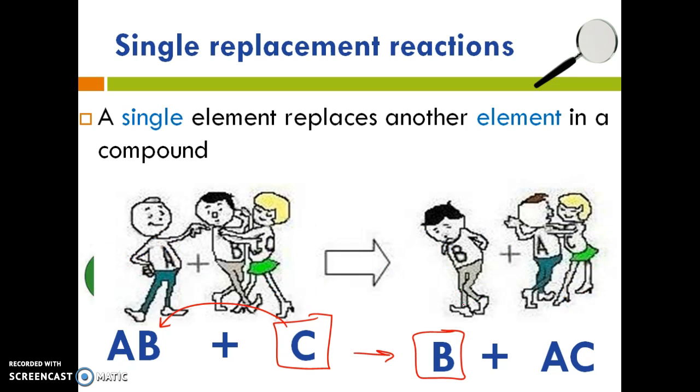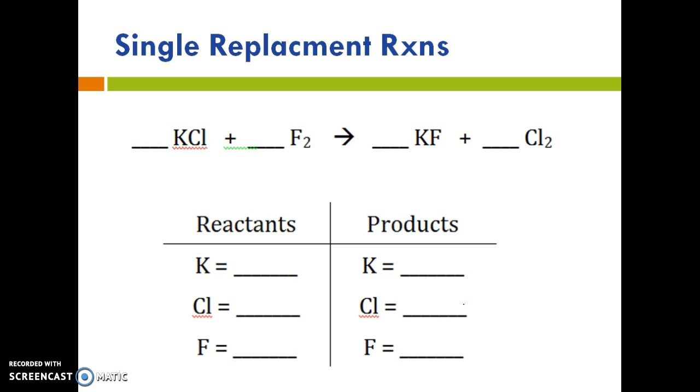So if you look at this analogy, dancer A wants to dance with dancer C, so he kicks out B. Single replacement. So let's try and balance. Let's start with potassiums. There's 1. And there's 1 on the product side. Perfect. Let's move to the next element. There's only 1 Cl, 1 chlorine on the reactant side, but 2 on the product side. So let's put a 2 out in front of the potassium chloride.